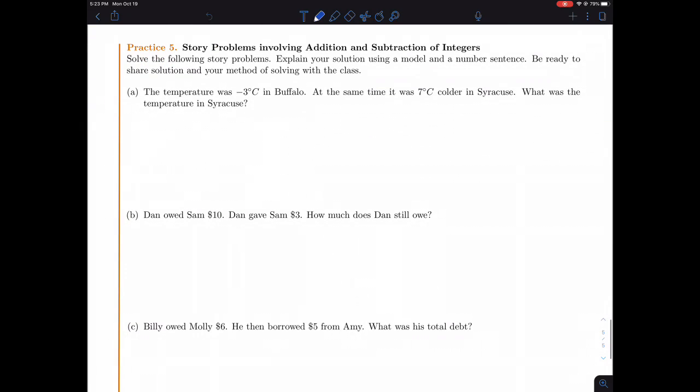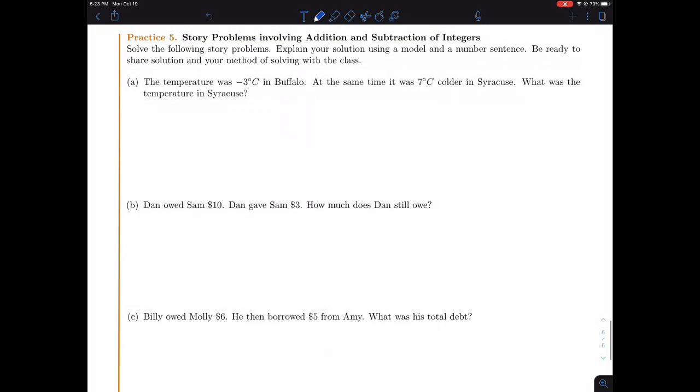And then here's a little word problem, practice 5. So again, you can use any model you want on these. So if you want to use the number line, feel free to use the number line. If you want to use the colored counters, use the colored counters. So either way, just let me know if you have any questions or anything.